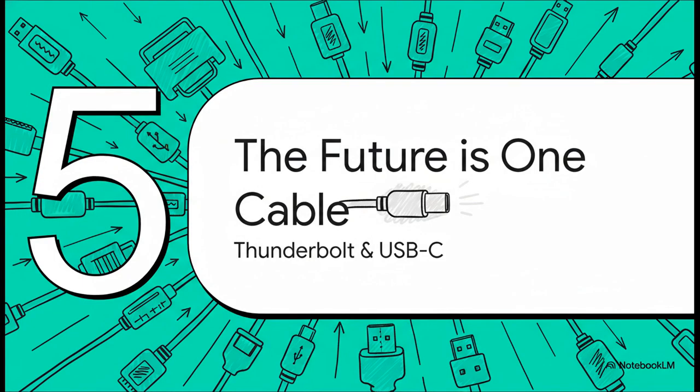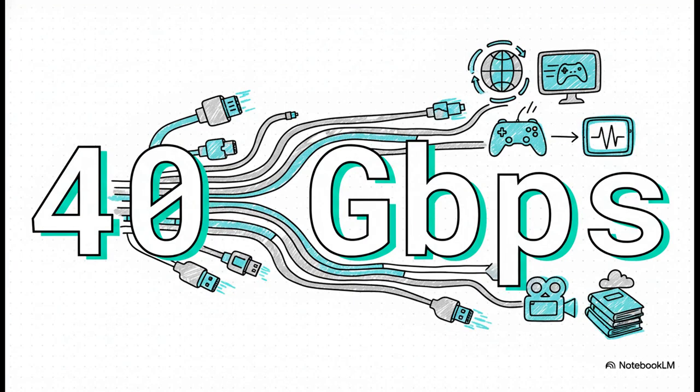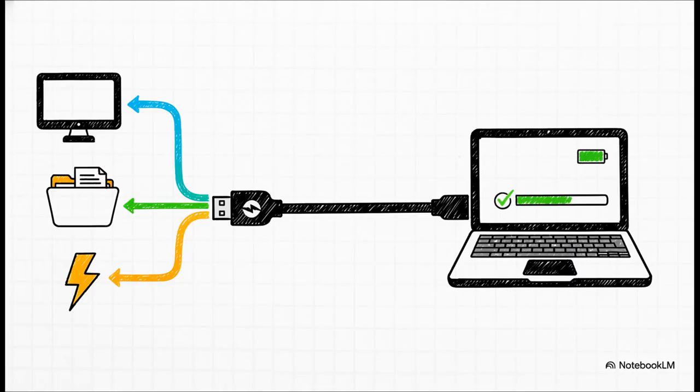So we've toured the past, we've looked at the present, now let's look at the grand finale, the future. A future where all these different ports and cables are finally coming together into one. And that brings us back to this incredible number, 40 gigabits per second. This is the insane amount of bandwidth you get with modern standards like Thunderbolt and USB 4. And that speed, right there, is the key that unlocks the ability to do absolutely everything through a single tiny port.